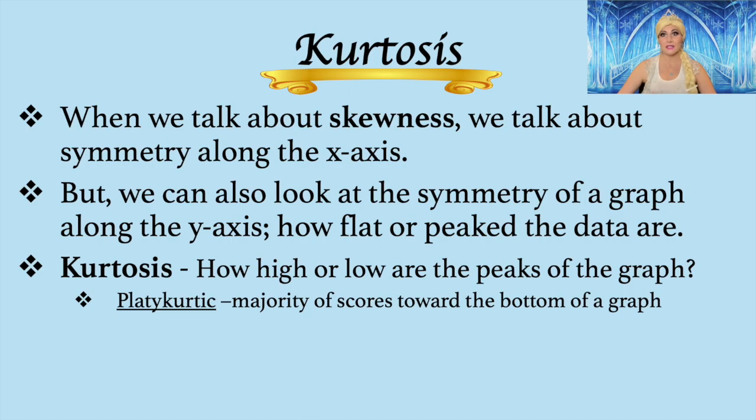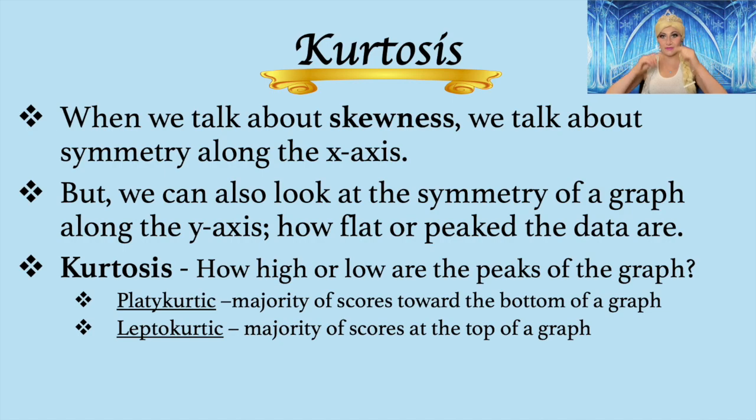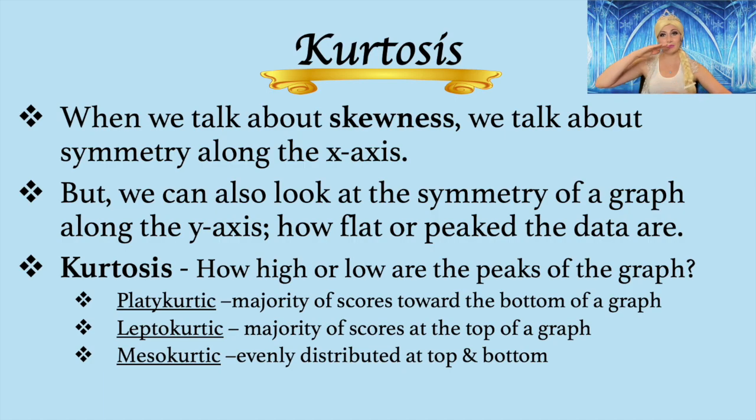Leptokurtic means exactly the opposite, that the majority of the scores are at the top of the graph. So it's going to have a higher peak. So that's leptokurtic. And then similar to a normal curve, when your kurtosis is evenly split between high scores and low scores, we call that mesokurtic. Mesokurtic means that the scores are evenly distributed between the top and the bottom.